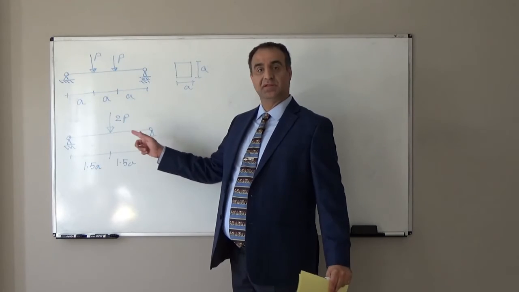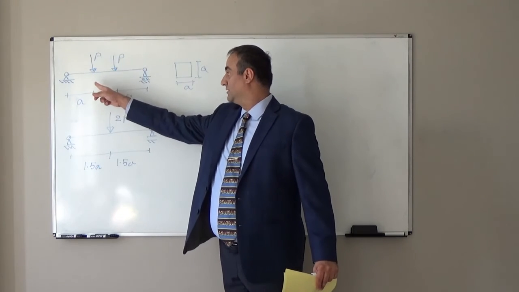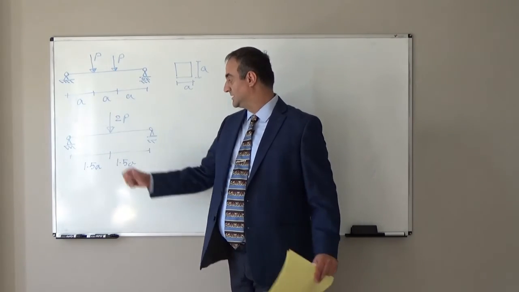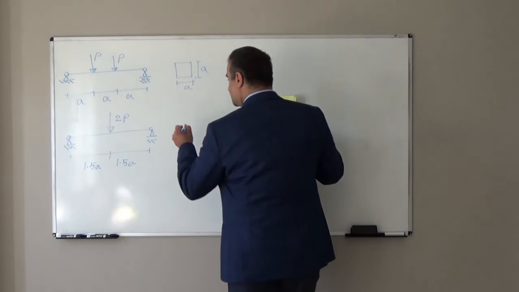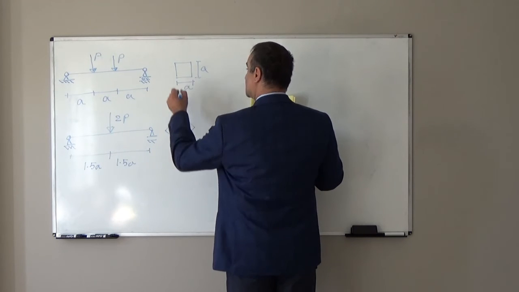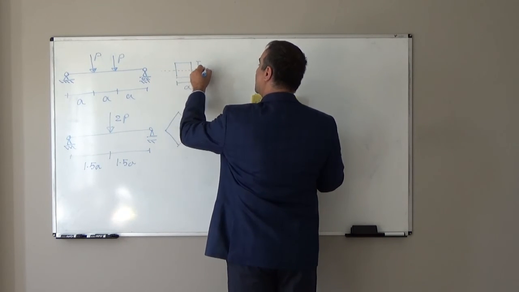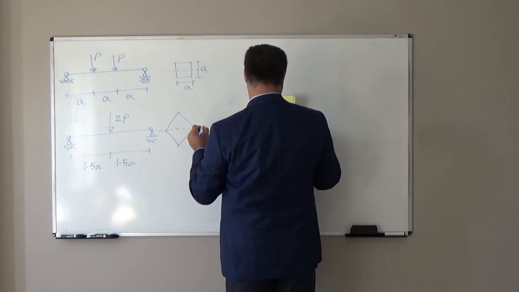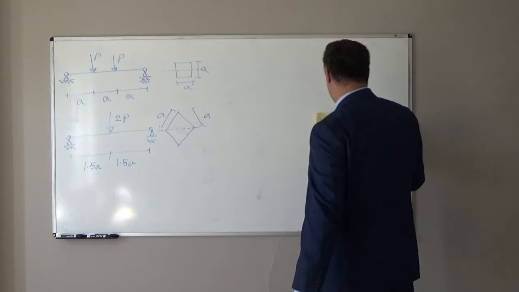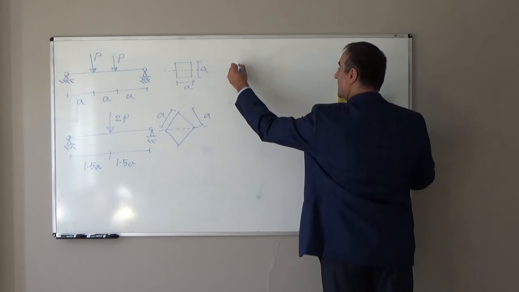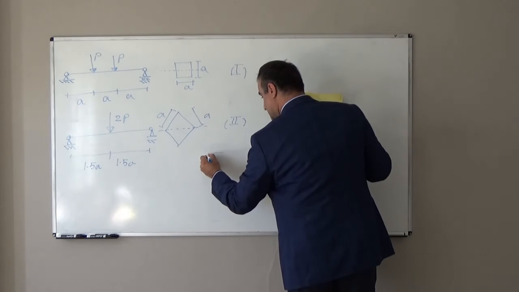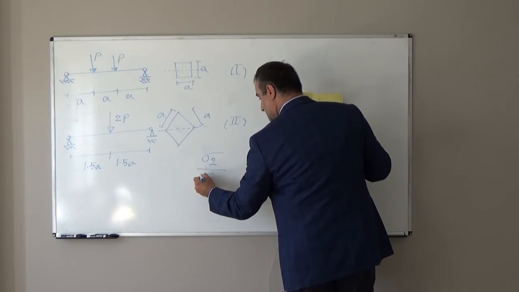So the beam is the same, the length of the beam is the same. Here we put one load here, another load here. Here we combine the two loads and we put them at mid-span. And we put the same beam in this position. So here it is bending with respect to this axis. Here it is bending with respect to this axis. This is again A and A. This is case 1, case 2. We want to find the ratio of bending stress in case 2 over case 1.